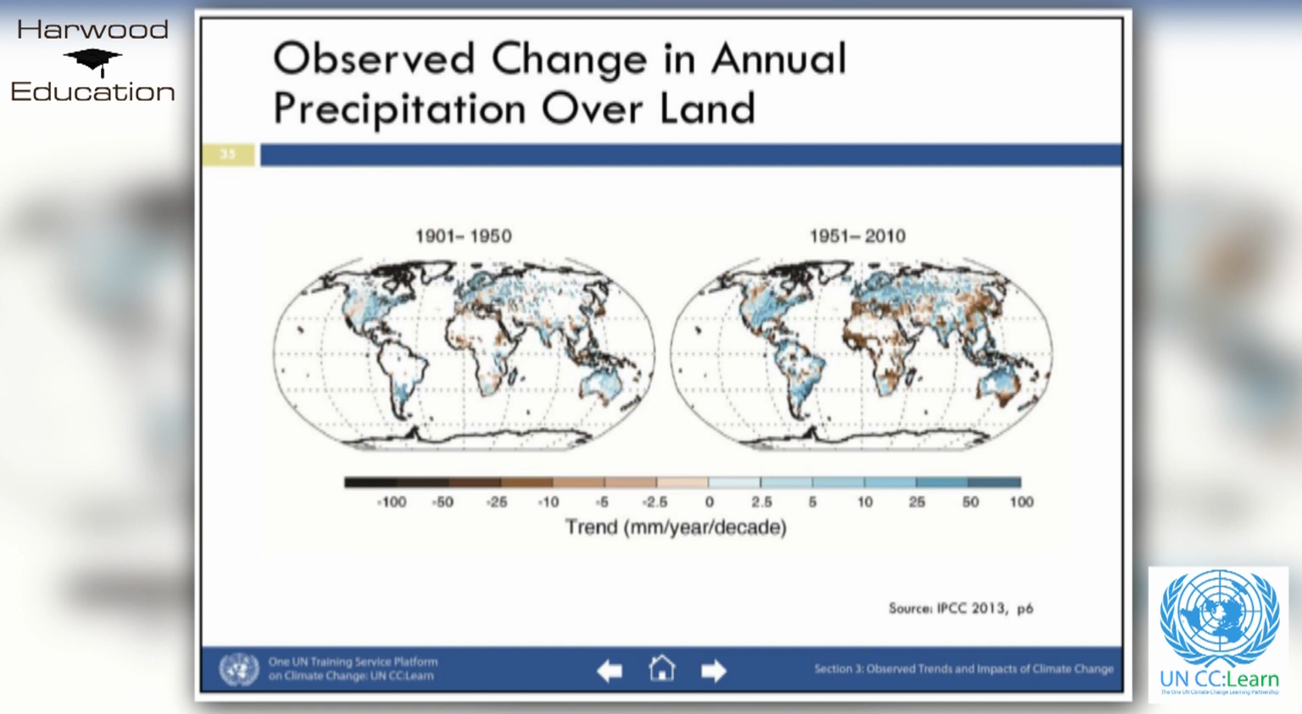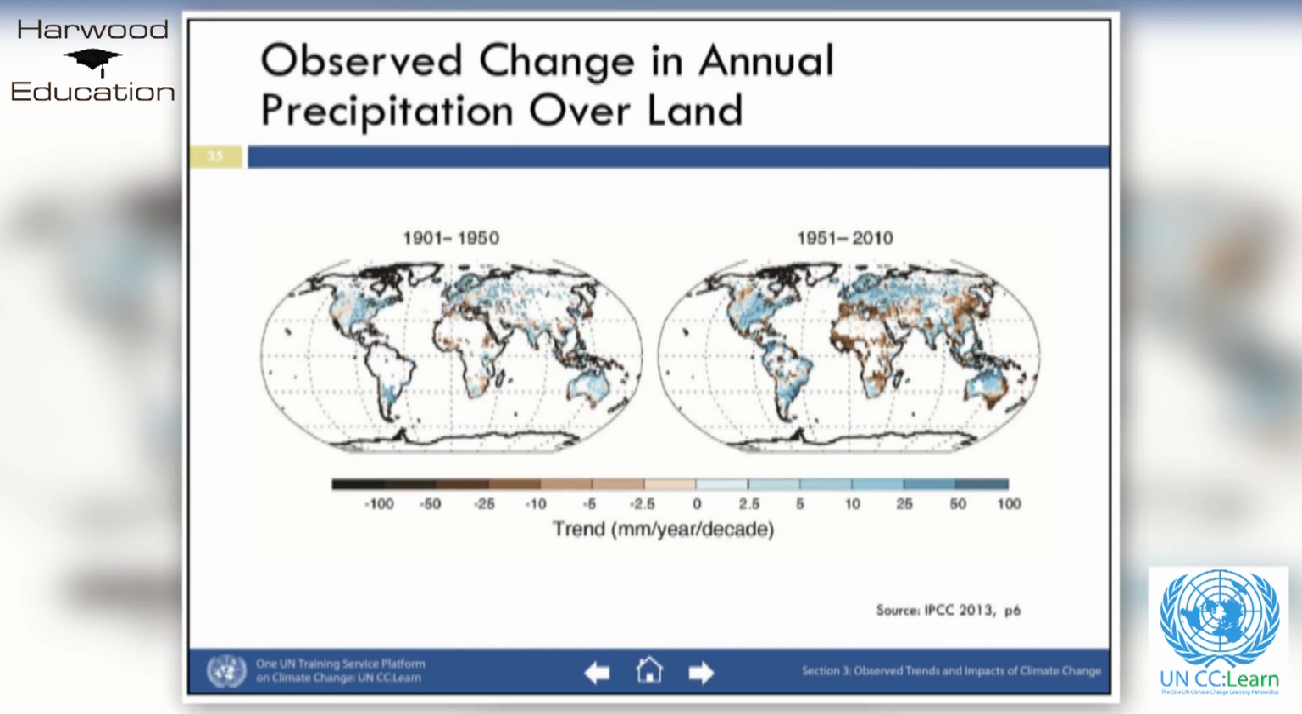Observed change in annual precipitation over land. Observations show that changes are occurring in the amount, intensity, frequency, and type of precipitation. These aspects of precipitation generally exhibit large natural variability, and El Niño and other natural climate fluctuations have a substantial influence. Over the past century, however, pronounced long-term trends in precipitation amounts have been observed.